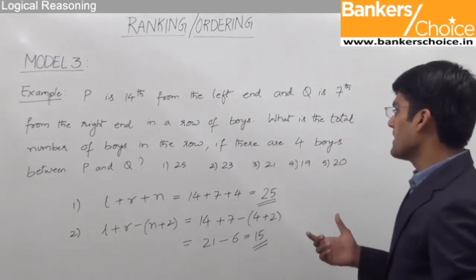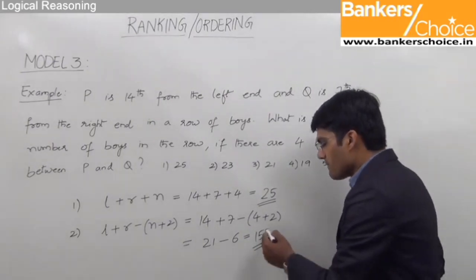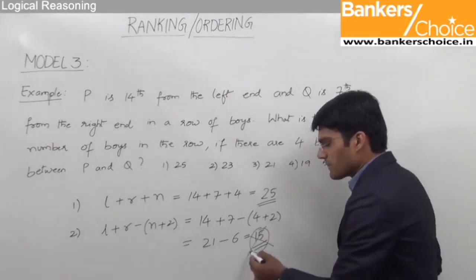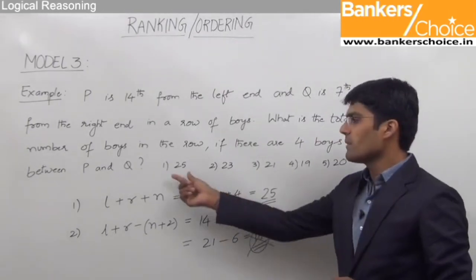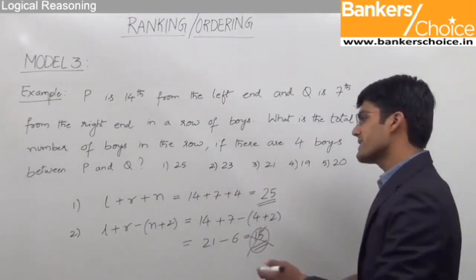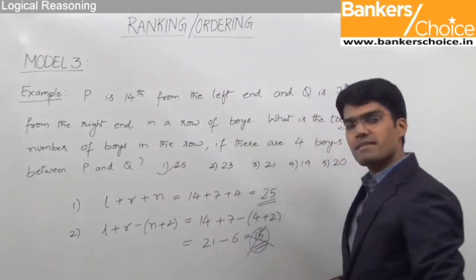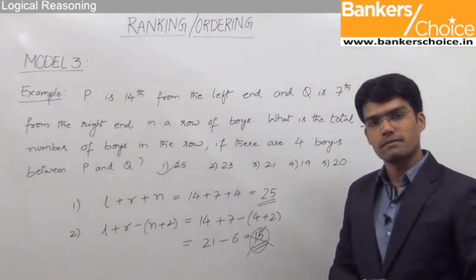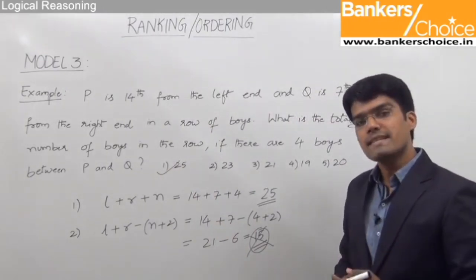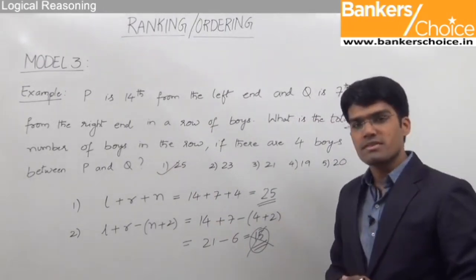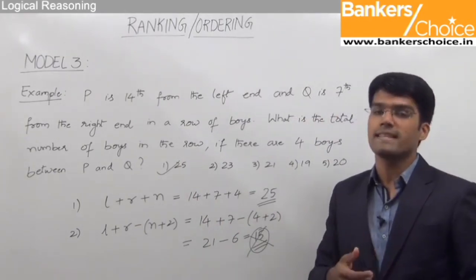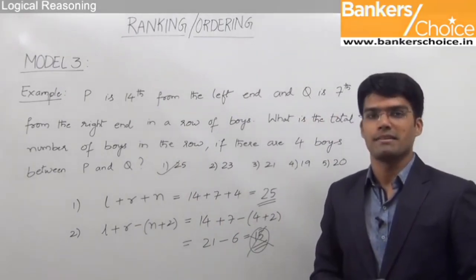And as we can see from the given options, the answer 15 is not available and 25 is given in option number 1. So we can say that the total number of persons in this row will be 25. But in case if both the answers are available in the options, then we need to look for that option which says the answer cannot be determined.